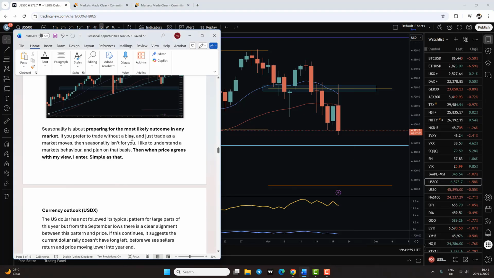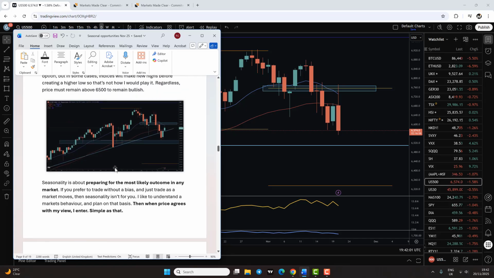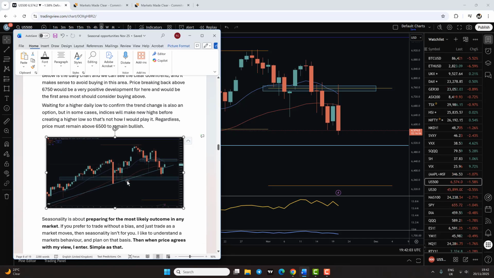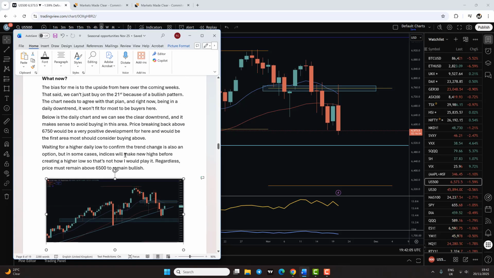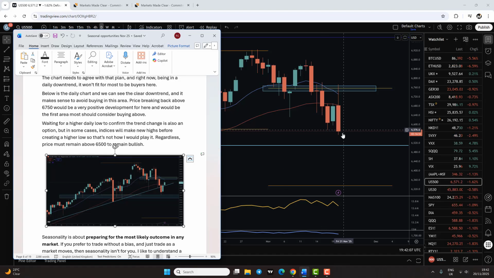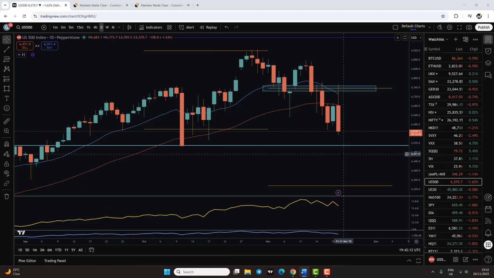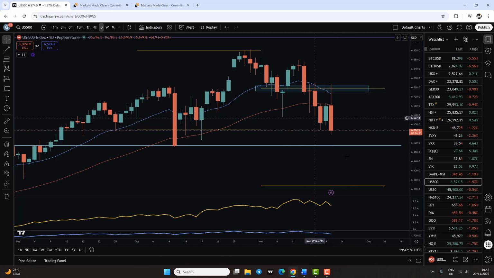That moves into the next section. Oh, sorry, that's a dollar index. Next section is what now? It's not a case of, yes, there's a seasonal pattern on the 21st, do we just buy tomorrow? If we get to 6,500, it's possible that I do just buy tomorrow, but we'll see. But generally, the plan is no, we don't just simply buy just because it's the start date of a pattern. It's about looking for the price to confirm what you're thinking.